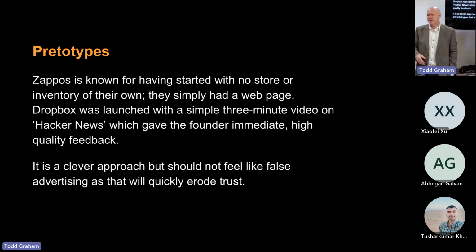Prototypes, Zappos. Zappos is a shoe store, and they're known for having started a store with no inventory. All they had was a web page and a 3-minute video. It gave the founders high quality feedback about the kind of products that they should be offering. When you do that, you do have to be careful that you're not putting yourself in any kind of jeopardy of being accused of false advertising or overselling your expectation.